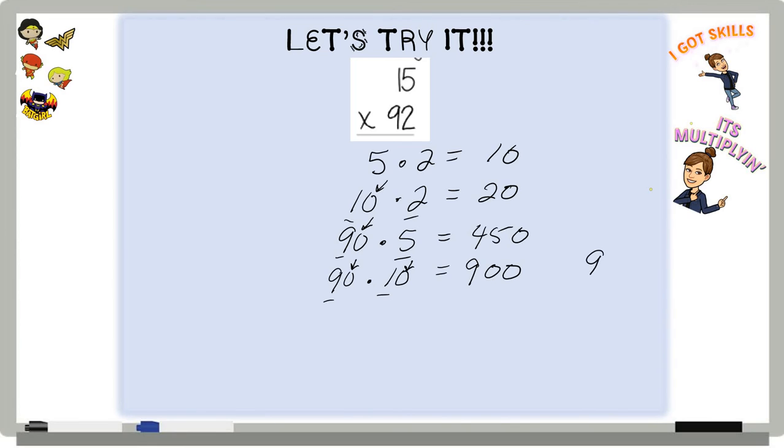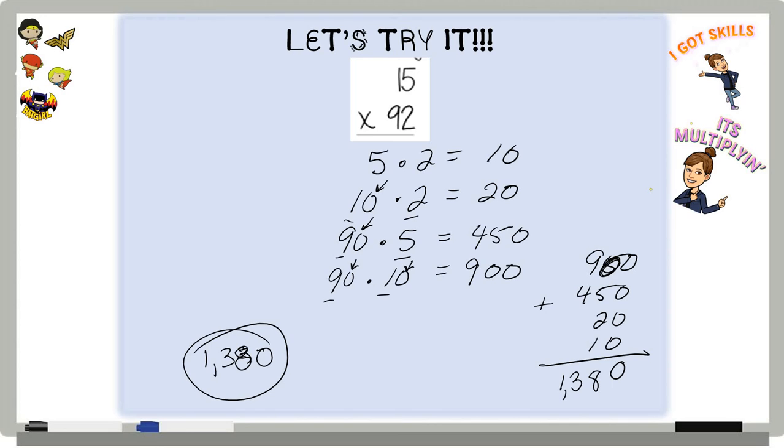All right, and then I'm going to add them all together. So 900 plus 450 plus 20 plus 10. That nice first column of all zeros. 5 plus 2 is 7, plus 1 is 8. And then 9 plus 4 is 13. Look at that. I added it correctly this time. So now I have 1,380 as my answer.